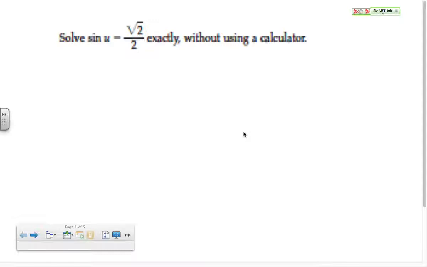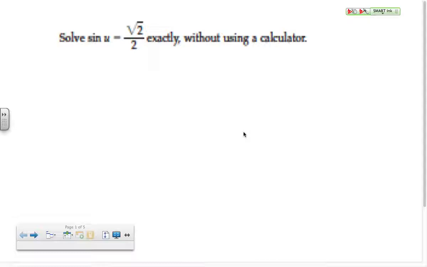So the very first thing we're going to talk about is this: sine u equals the square root of 2 over 2. Solve it exactly without using a calculator. We have done this a number of times. Now, this is asking for all solutions. On the test I gave you recently, I said that you didn't have to know this, but on this one I'm going to make you.